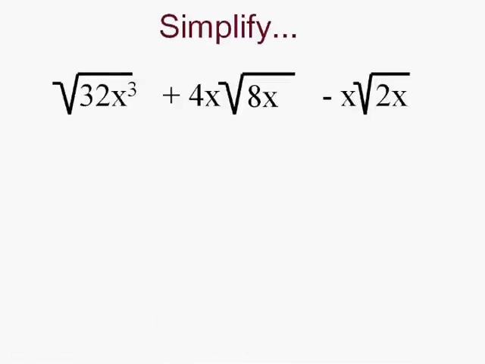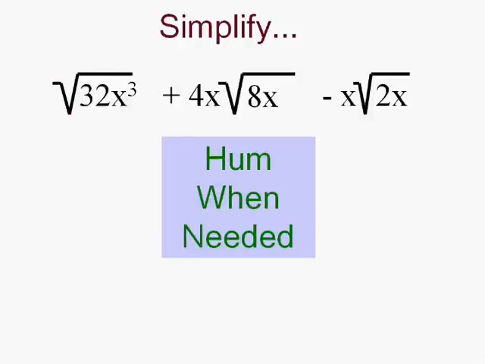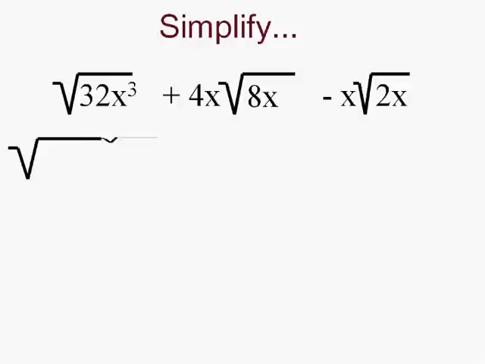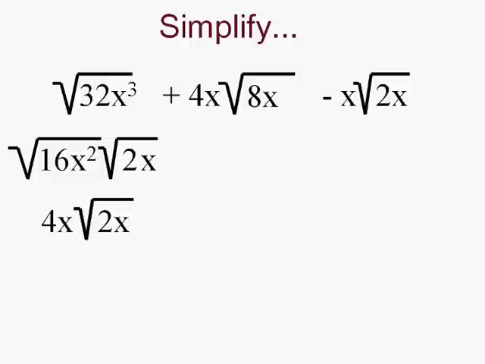Here is today's final Jeopardy answer. We use the same rule whether or not you have variables. So we're going to have to simplify first. We're going to break this into, let's see, the 32 first I'll break into 16 and the leftover 2. I do a little bit at a time. And the x to the third I'll break into the perfect square x squared and the leftover x. Now the square root of 16x squared is 4x, and I have my leftover that I can't do anything with.